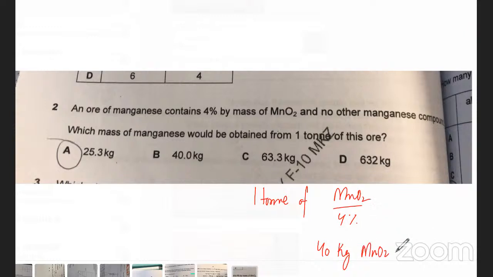Okay, so you got 40 kg of MnO2. Now the next part is they're not asking about MnO2, they're asking about manganese. So what is the percentage of manganese over here? I don't know what Mn is. And how is it 40 kg? They've told us that the ore contains 4% MnO2. So if you have 1000 kg, 4% is MnO2. So what is 4% of 1000? That's 40 kg, right? Is that clear? Yes.